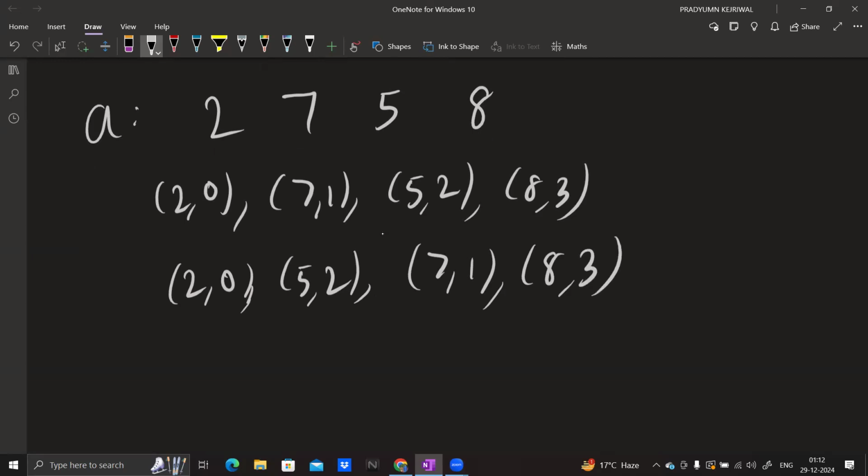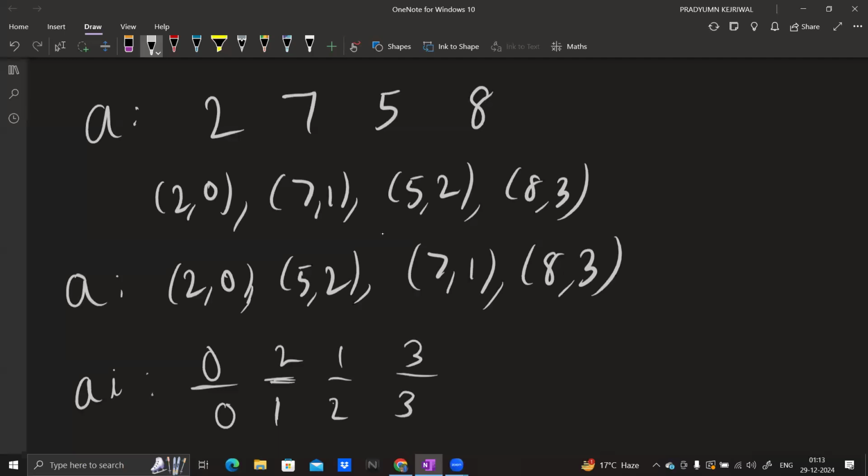So basically, I have this new array A, which is sorted. And corresponding to this one, I'll make another array, which is A inverse, or let's say AP, the position array of A. Actually, I had called it AI in my code, basically A inverse, which stores where the elements are. So it would store 0, 1, 2, 3. Where is 0? It is at 0. Where is 1? It is at 2. Then where is 2? It is at 1. And where is 3? It is at 3. So that's what this AI would store.